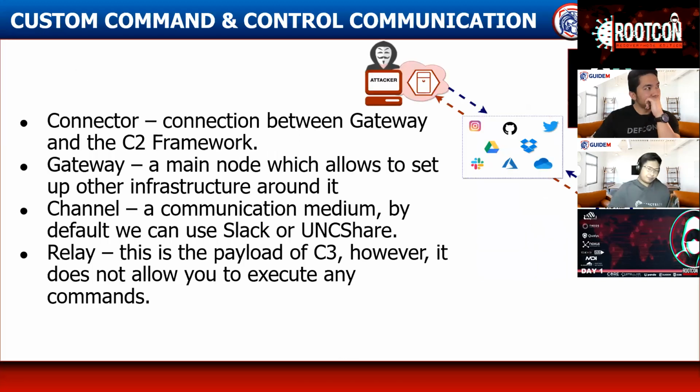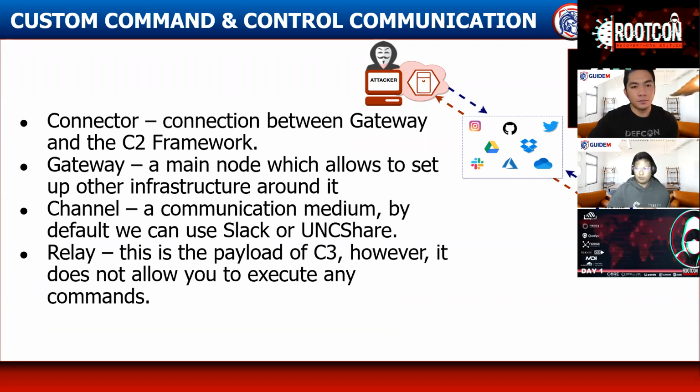So we have here a diagram of how this works. The attacker uses these channels and then C3 acts as a gateway, wherein the gateway connects to the main node, which allows the other infrastructure around it, such as a C2. So the components are here. We have a connector. The connector is the connection between the gateway and the C2 framework.